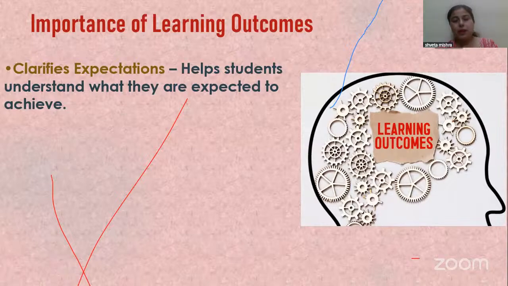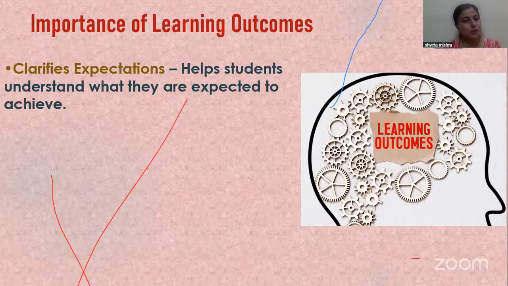Now, whenever we have to go a long way, we need to go step by step. When we need to go step by step, every step matters, and learning outcomes are those steps. They clarify expectation, like at first level, what should happen, second level, what should happen, third level, what should happen. So this is how it helps the students to understand what they expect to achieve.